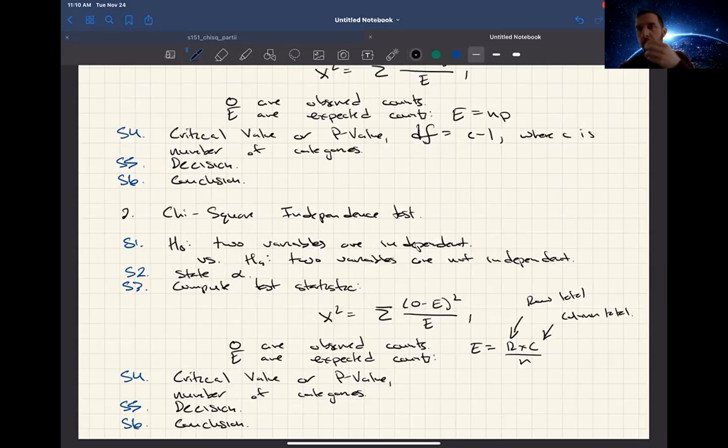But the thing to keep in mind here is that the chi-square independence test is almost exclusively used on contingency tables. So when I'm talking about a row total and a column total, I'm talking about the row totals and column totals for a contingency table. And then the degrees of freedom for this test is the number of rows minus 1 multiplied by the number of columns minus 1.